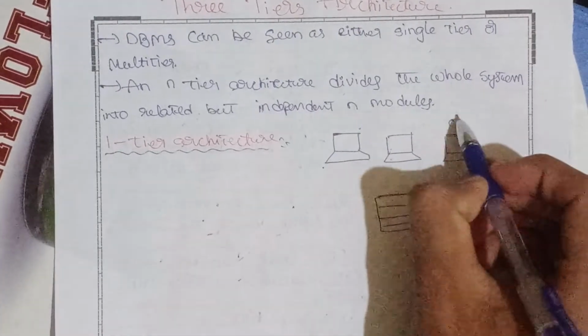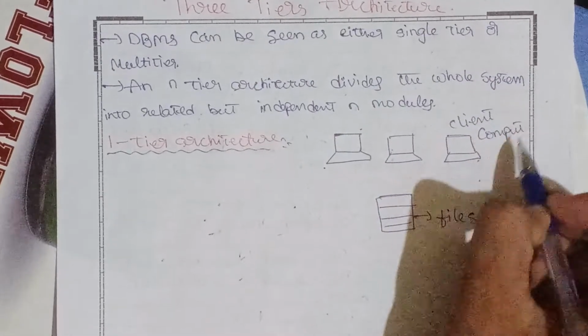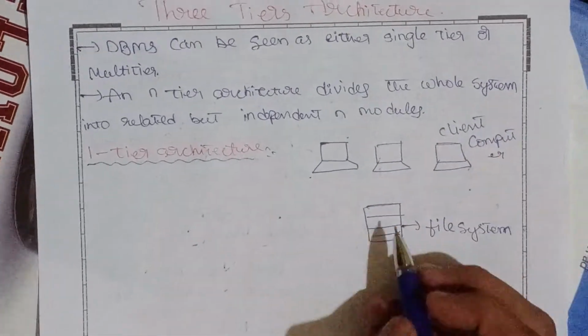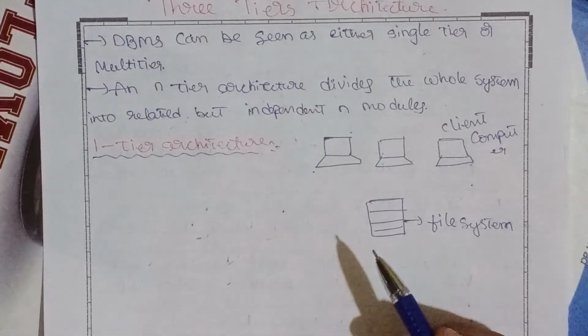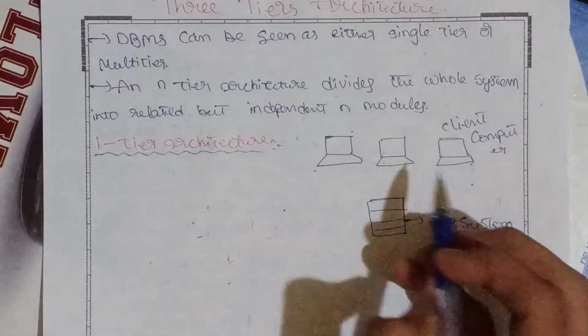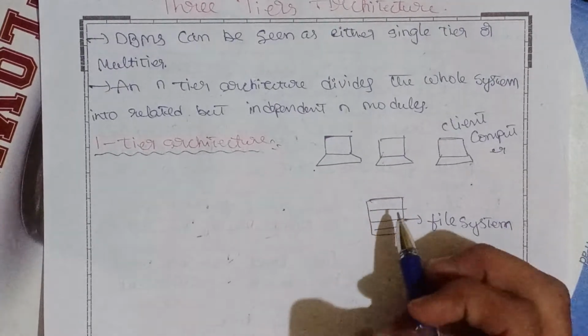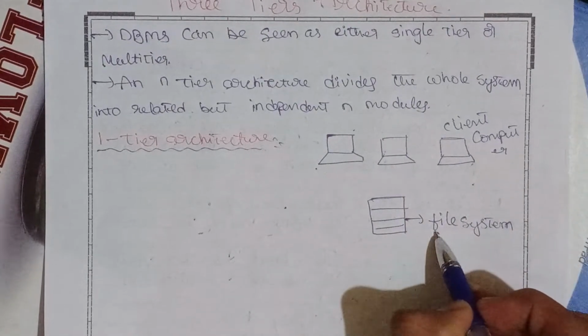It is the client computer. Here a system will be there, so these are the different systems. Here one server will be there, so this is called a file server.